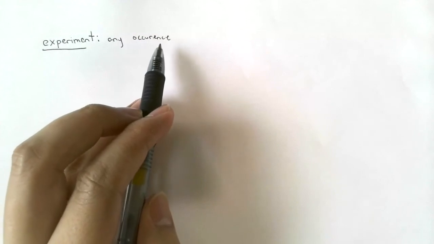Is that the spelling of occurrence? Does occurrence have one R or two R's? I think it's two R's.